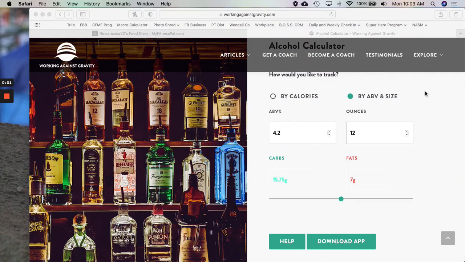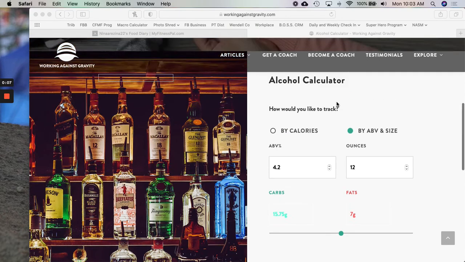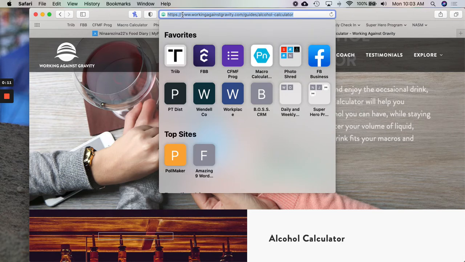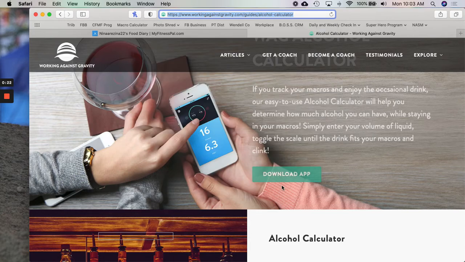All right, so this is how you track your alcohol into MyFitnessPal, and I'm going to show you the difference as to why. Okay, so if you just do a Google search, working against gravity alcohol calculator, I will actually attach a link to this page here in the course. But you can also download the app so you can use it when you're out at social gatherings and things like that.